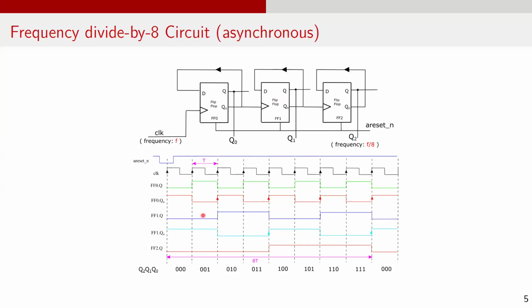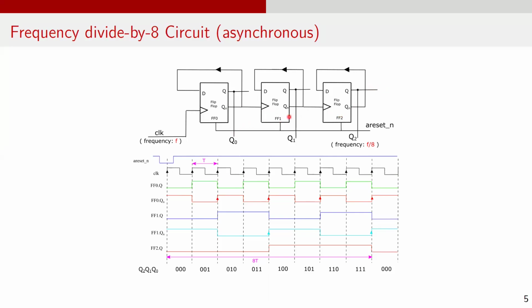In terms of time period, we can see that if the input clock signal CLK has time period t, the time period for FF2Q is 8t. We can observe that by cascading n such D flip-flops, or stages, where each stage clock is driven by the previous stage's Qn signal, we obtain a ripple divider that divides the input frequency by 2 to the power n. Here we have 3 stages, so the output frequency at FF2Q is f over 8.